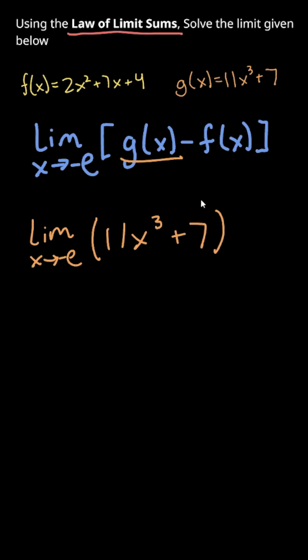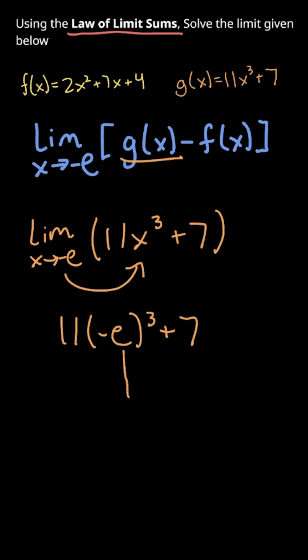So before we can just evaluate, we have to ask ourselves a question. Is there any place where a denominator is 0 or a log is 0 or a negative number? Well, in this case, no, it's just a polynomial. So we can go ahead and substitute negative e for our x.